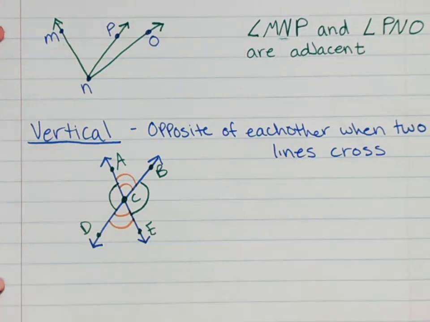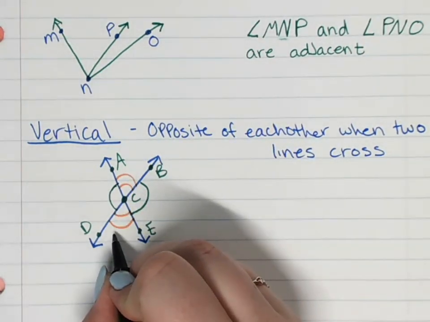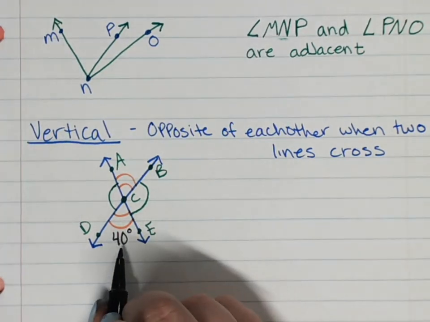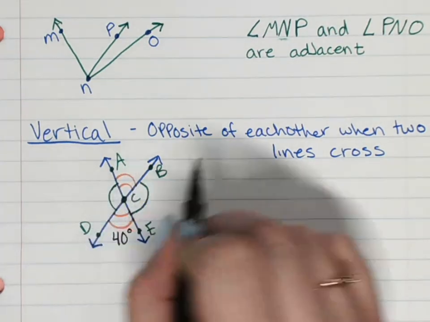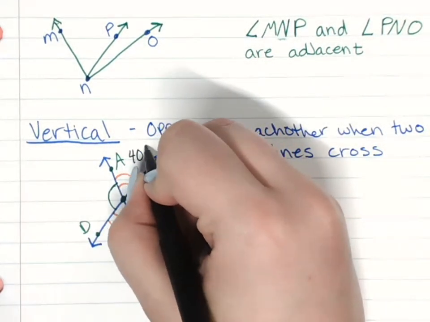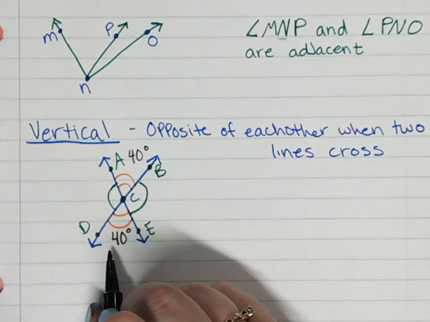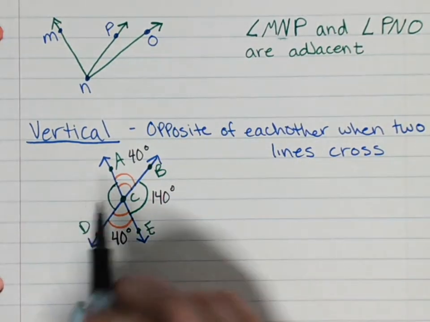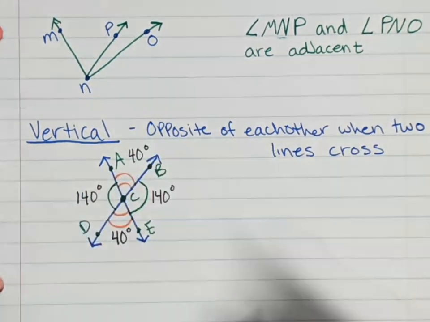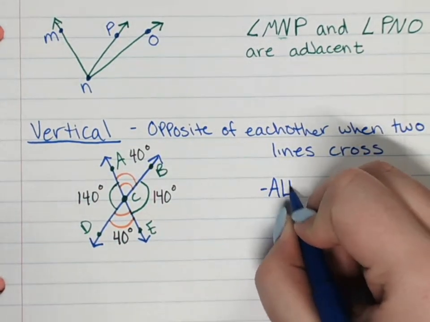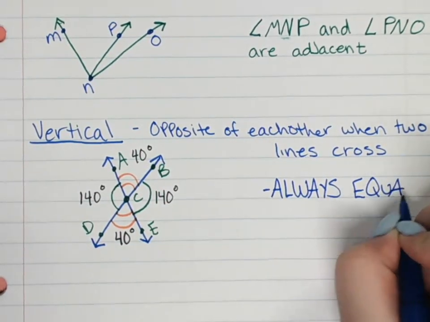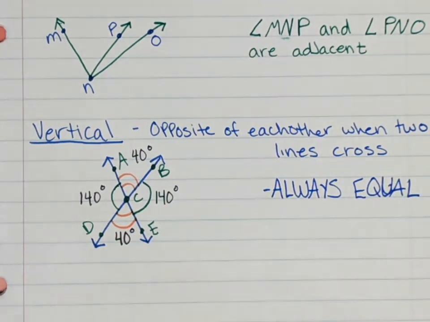So let's say that this angle is 40 degrees. That means this is 40 degrees. This angle is 40 degrees. And if this angle is 140 degrees, that means this angle is 140 degrees because vertical angles, this is very important, vertical angles are always equal.